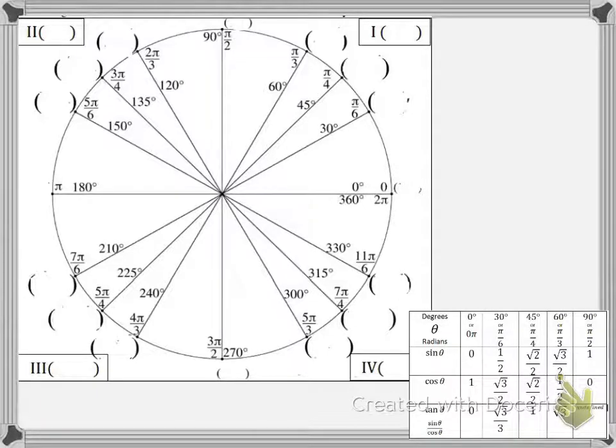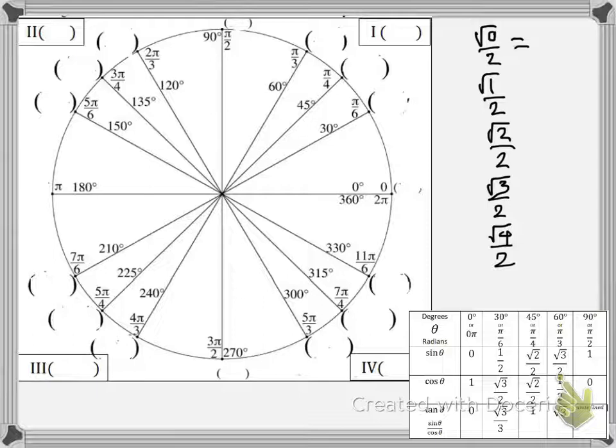I put the table down here in the corner, but I want to just say, when I want to set up my unit circle, I just do this. Root 0 over 2, root 1 over 2, root 2 over 2, root 3 over 2, root 4 over 2. And I just set it up that way because that's how I remember it.